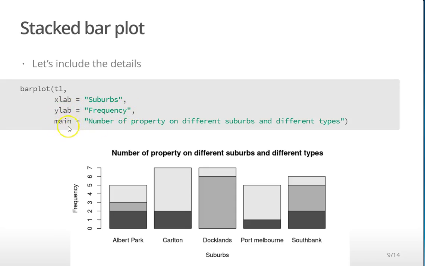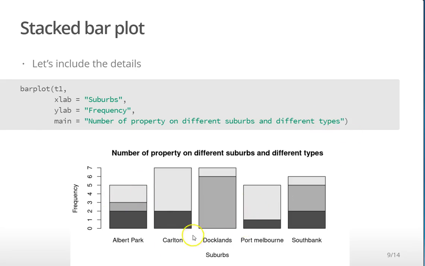And I'm gonna call the main title, which is going to appear here: number of properties on different suburbs and different types. Actually, I should change it to number of properties. I'm gonna fix this typo later. Sorry for that. And it comes from here, number of properties on different suburbs and different types.